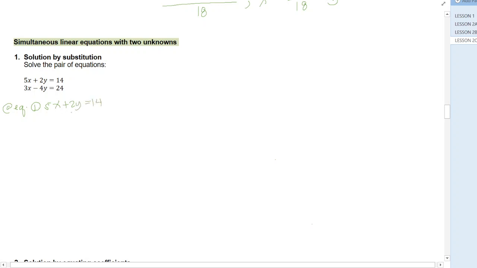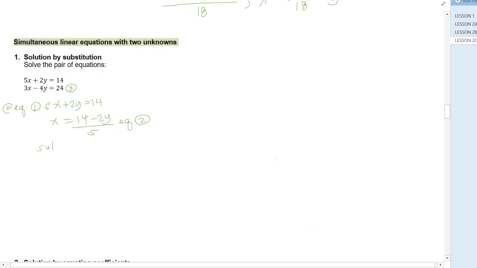So if I'm going to write this one in terms of x, that is also equal to, of course, 14, and transposing this, that will become negative 2y, and since there is a coefficient of x, let us divide it by 5. Okay, so that will be your equation 2. And your equation 3 is this one. Let us just substitute, since this one is a solution by substitution. Let us just substitute the value of your x to your equation 3.